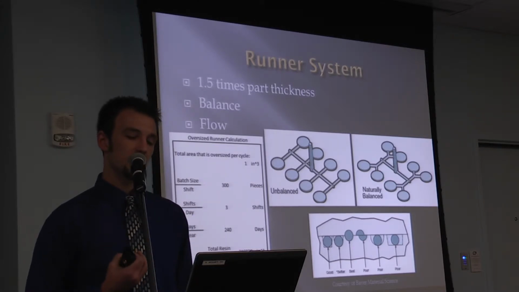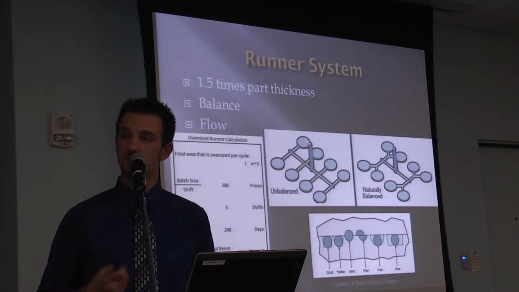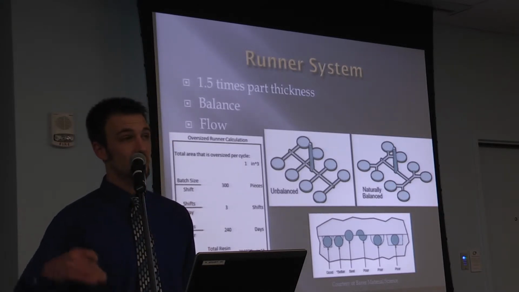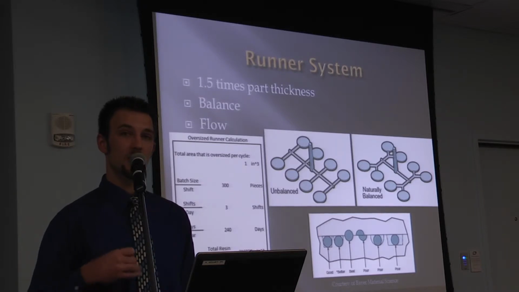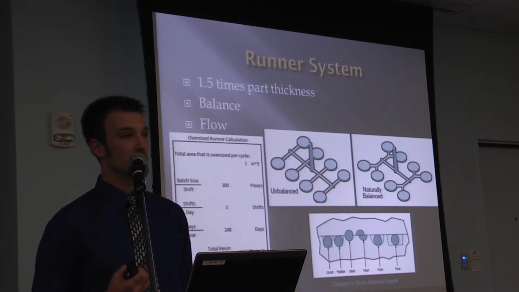In the very bottom picture, we have how a runner should be cut into the mold. We want half a hemisphere on the top, half a hemisphere on the bottom. This will allow the cooling of the runner to be equal. The runners are usually the thickest portion of the part.